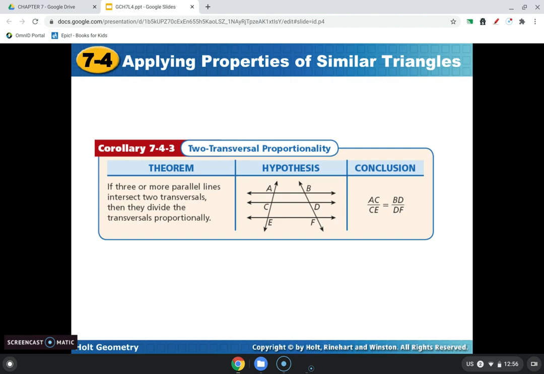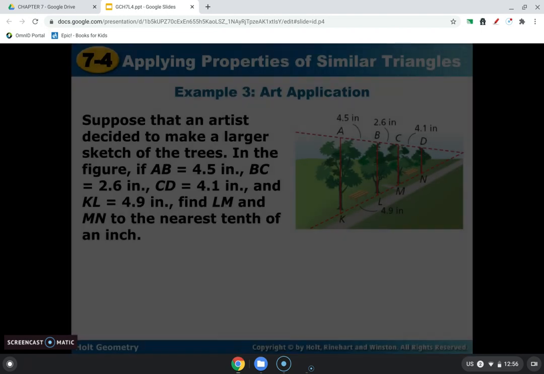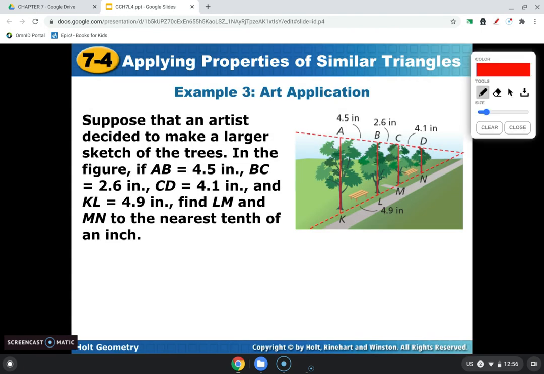All right. So two transversal proportionality: if three or more parallel lines intersect two transversals, then you guessed it, they divide the transversals proportionally, so you can set up all of your corresponding proportions. Suppose that an artist decided to make a large sketch of the trees. In the figure, if AB is 4.5, 2.6, find, and so on and so forth, find LM and MN.